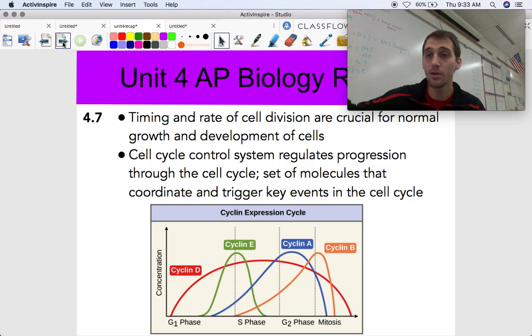Now, that was the cell cycle. Interphase means it's doing its thing, copying its DNA, getting ready to divide, and mitosis is all about division. That needs to be regulated and controlled, because if it happens too much, that's a problem. If it happens too little, that's a problem. Hey, that's going back to feedback a little bit, isn't it? Full circle moment, full cycle moment. Timing and rate of cell division are crucial for normal growth and development. The cell cycle control system regulates progression through the cell cycle, and it's a set of molecules that coordinate and trigger key events in the cell cycle. Hey, guess how they do that?